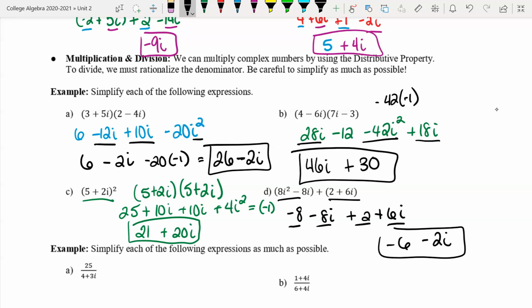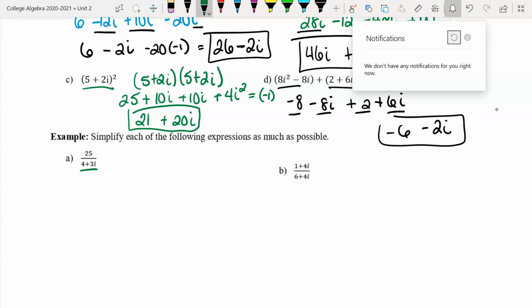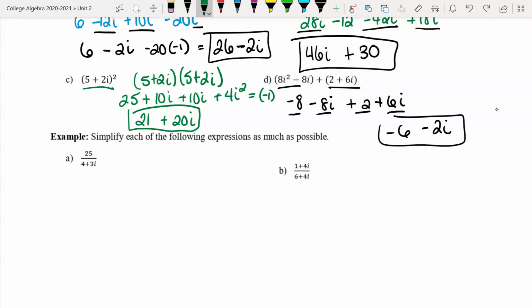All right, last one's the hardest one. So if you have an imaginary number on the bottom that's not what you want, so you have to rationalize the denominator. The easiest way to do this, or the only way to do it, is you take what you have on the bottom and you change the sign in the middle. And I multiply the top and the bottom by 4 minus 3i.